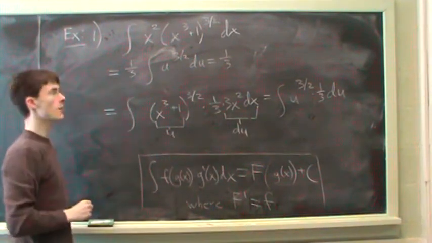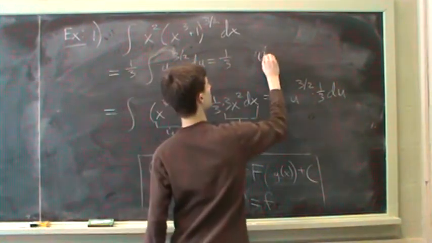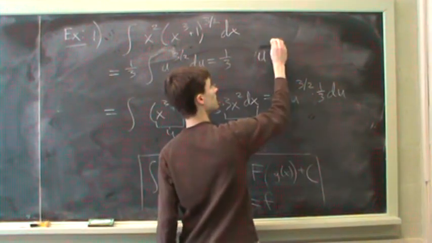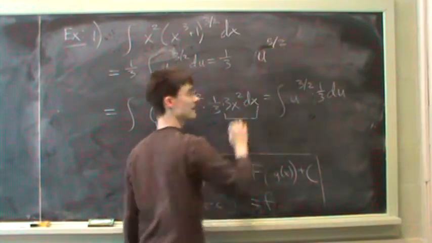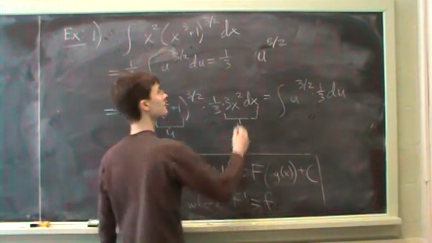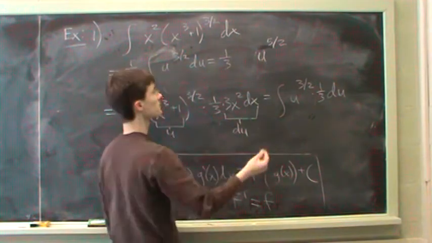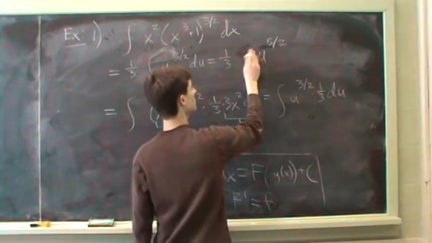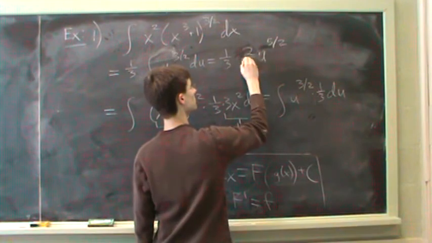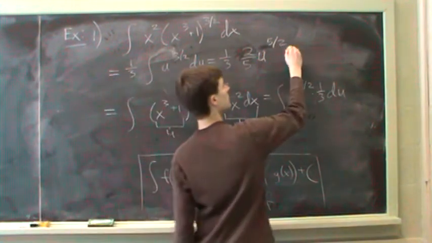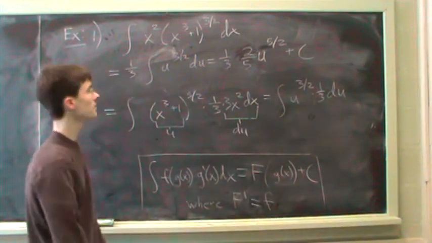And now I can use the power rule. I need to increase the exponent by 1, so instead of 3/2, I'm going to have 5/2, and then I have to divide by 5/2, which is the same as multiplying by the reciprocal, 2/5, plus the constant of integration.